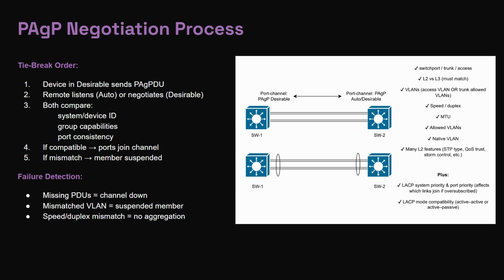Failure detection covers missing PDUs, channel down, mismatched VLAN, suspended member, and a speed or duplex mismatch. Say on switch A you have a 100 megabit link and on switch B you have a 1 gig link, you're not going to get a total of 1 gig plus 100 megs. It's going to fail and it's going to say no aggregation.